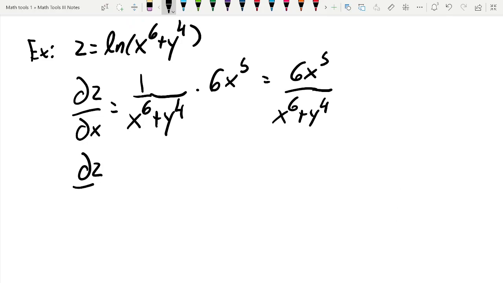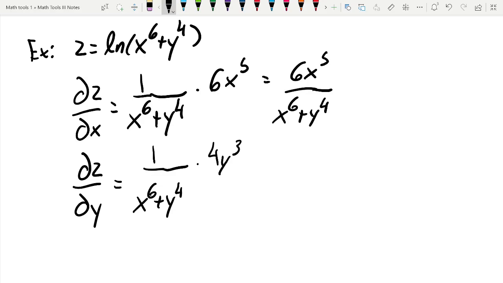And then the partial of z with respect to y, same idea. So we'll still use the chain rule and get the same thing at the beginning. But now this is going to be the derivative with respect to y of this stuff on the inside. So times 4y to the 3rd. Okay. And there we go. So that would be it.